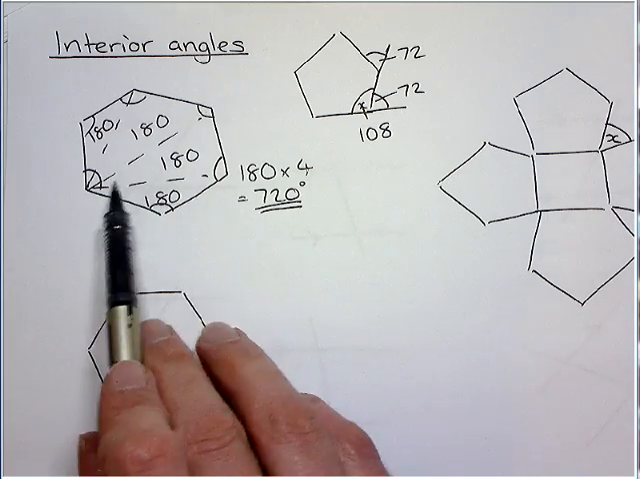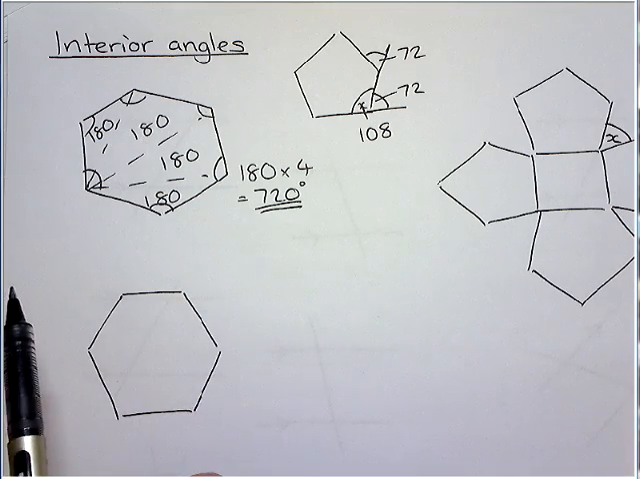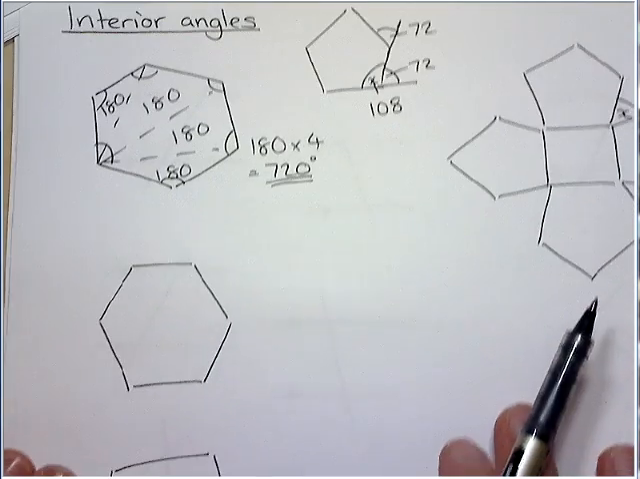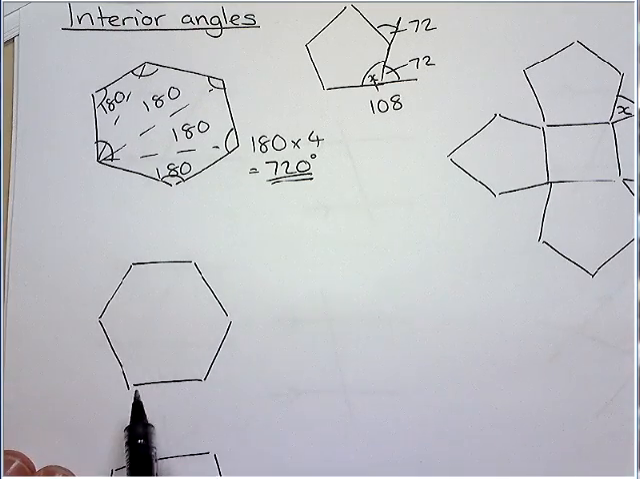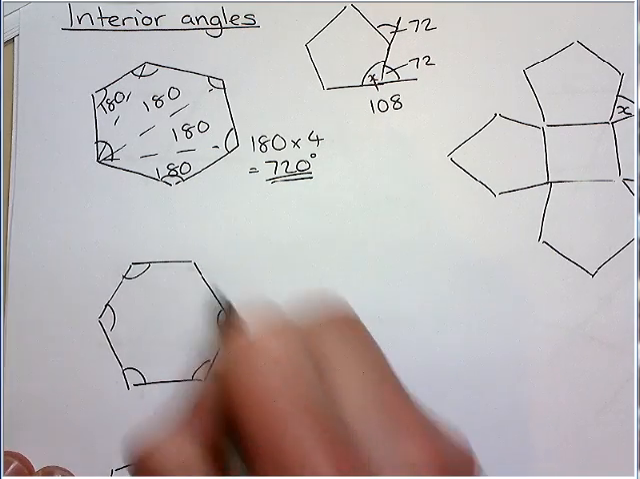Now, you don't always have to draw in the triangles. You should be able to see that there's 6 sides and 4 triangles. We take away 2. So again, here there's another 6-sided shape, slightly different, but these all must add up to 720.